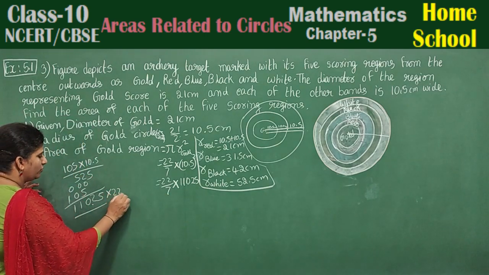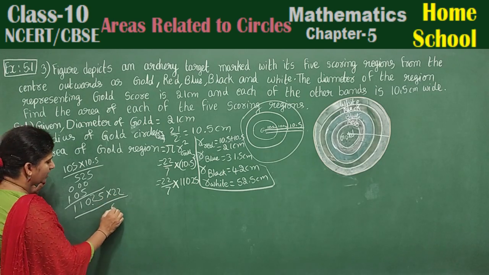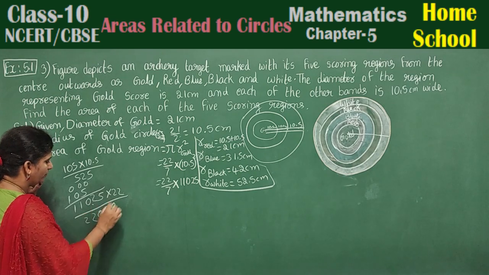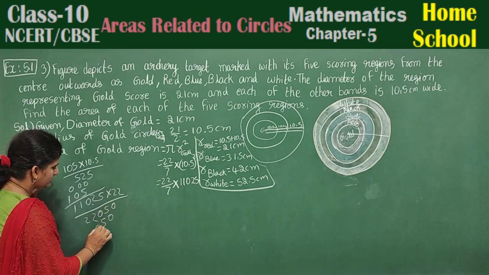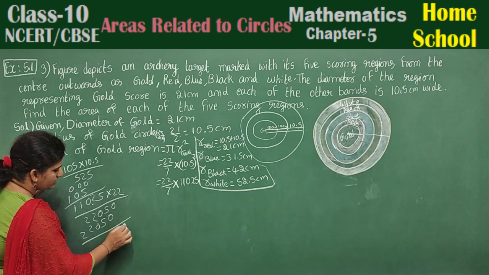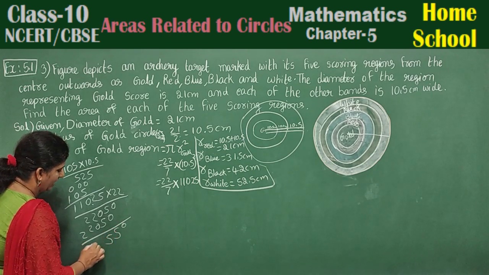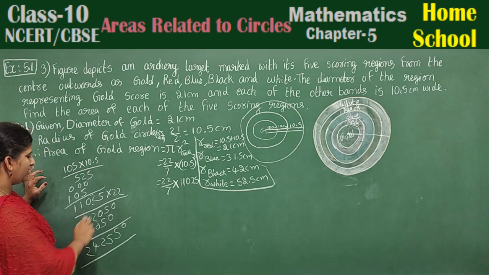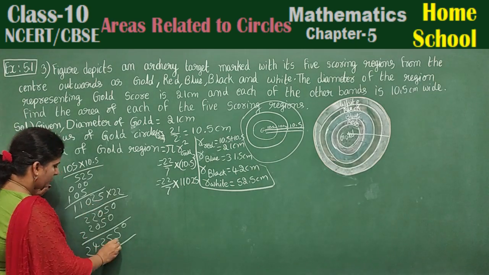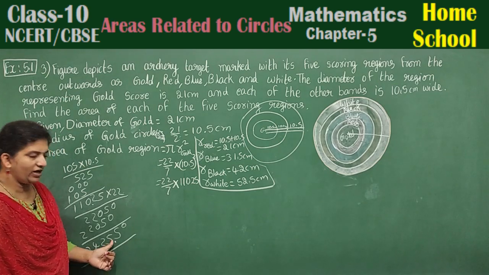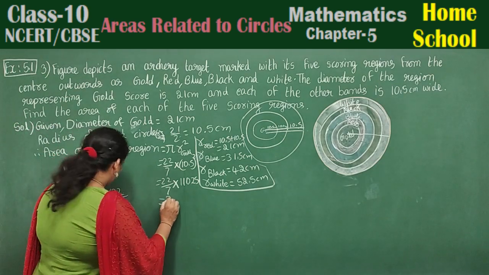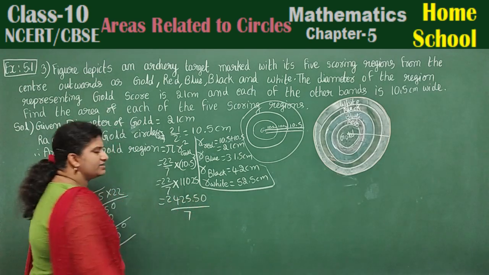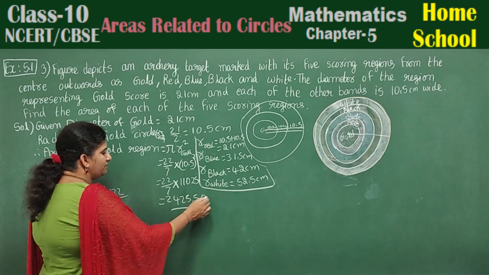This into 22. 2 5s are 10, 2 2s are 4, 5, 0, 2, 2. Same you are going to get again. 0, 2, 2. 0, 5, 5, 2, 4, 2. Decimal. Where is decimal here? After 2 digits. That will be 2425.50. 2425.50 by 7. Cancel this one.